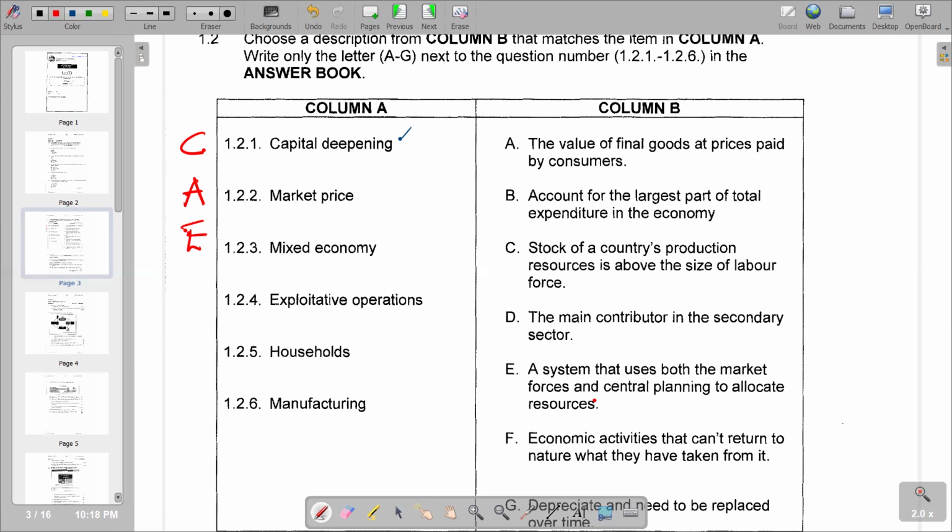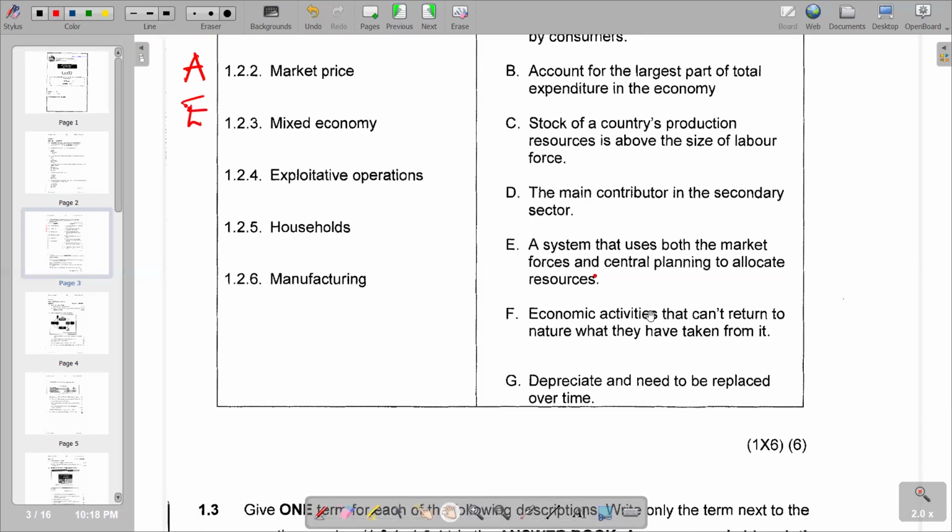Basically, exploitative operations: what the basic explanation that we can give in terms of exploitative operations is the use of something in order to get an advantage from it. So when you are trying to get an advantage from it, it becomes exploitative. So exploitative operations. So if you go to F, it becomes the most appropriate, which reads economic activities that cannot return to nature what they have taken from it.